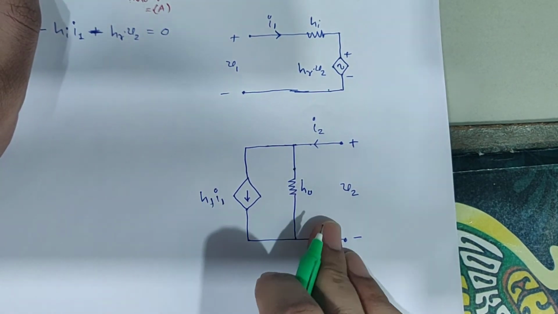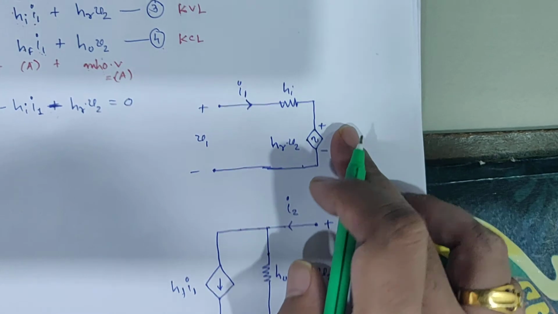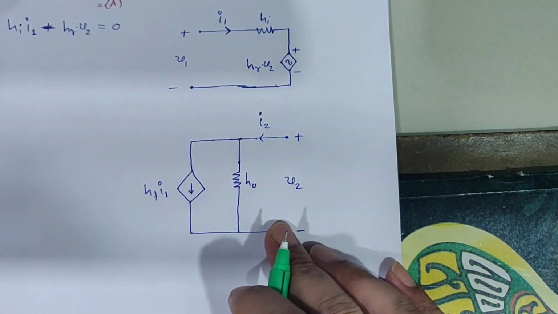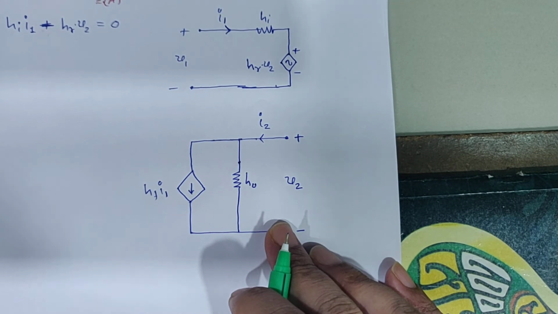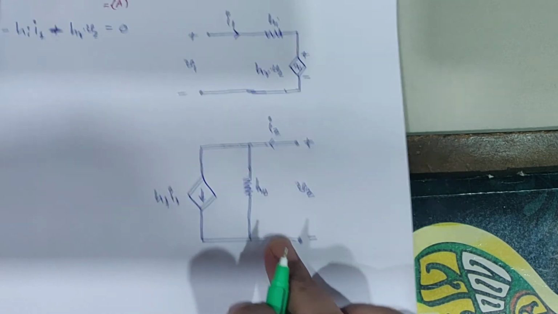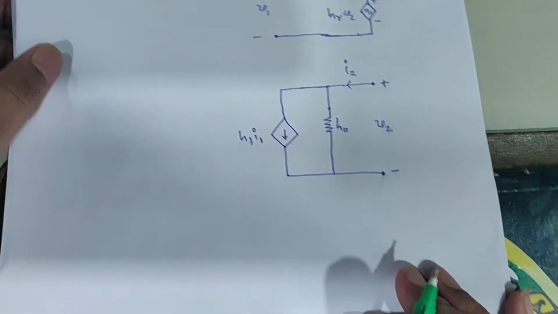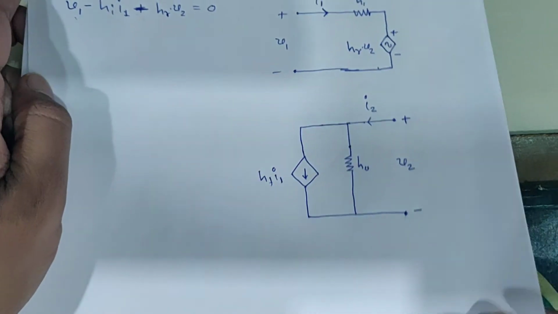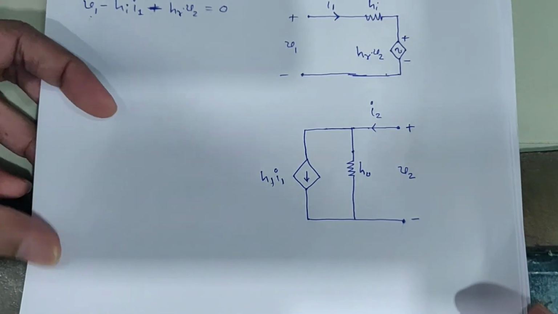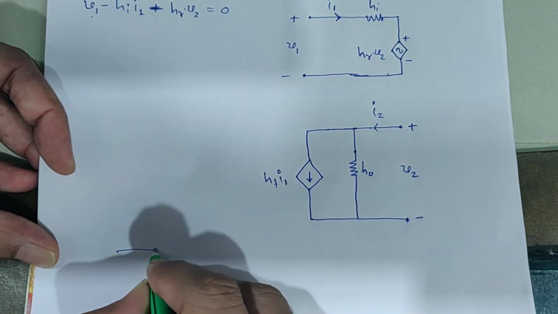So this is the equivalent circuit we have obtained from equation number 3, and this is the circuit which is the KCL equivalent, obtained from equation number 4. Now if we combine both the circuits, then we can achieve a complete equivalent circuit. So let us draw it.